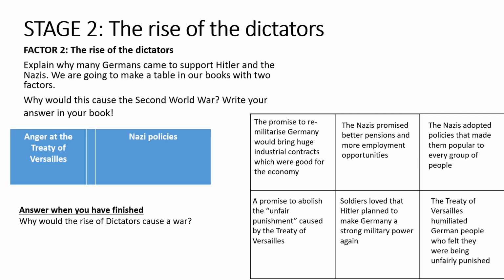Okay, so all the ones you think are about Versailles, write on the anger of the Treaty of Versailles side. Those which are Nazi policies, write on the Nazi policies side. So if you could just pop the video on pause now and go ahead and fill in that table. All the factors about Versailles on one side, all the factors about Nazis on the other. So pause the video, complete the table, and then I'll go through the answers.